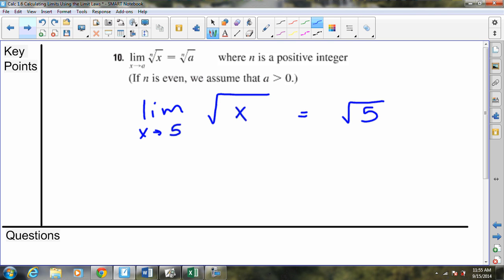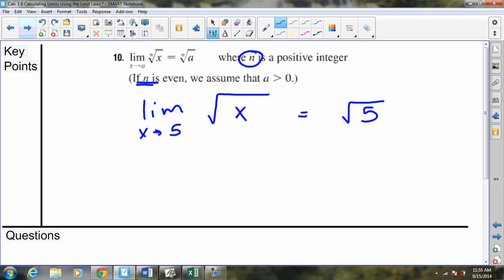One huge piece worth noting, though, n is a positive integer. So this is not a 1 over case. We're talking about actual roots, like the second root, third root, fourth root, fifth root. And additionally, if we have an even powered root, we assume we're working only with positive numbers.